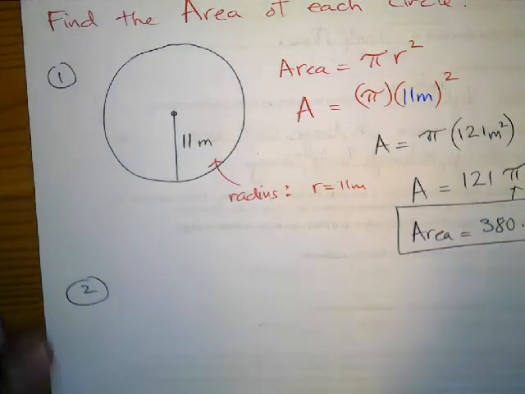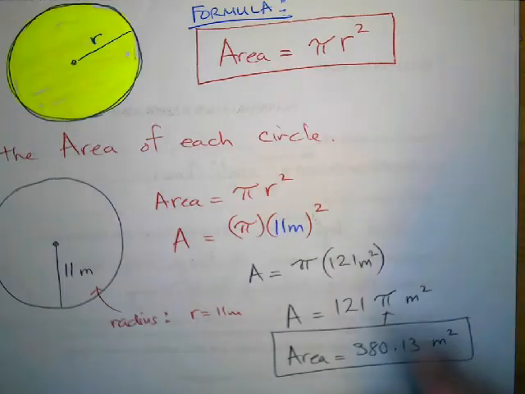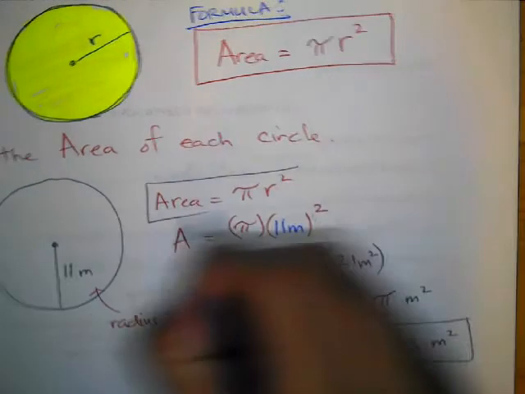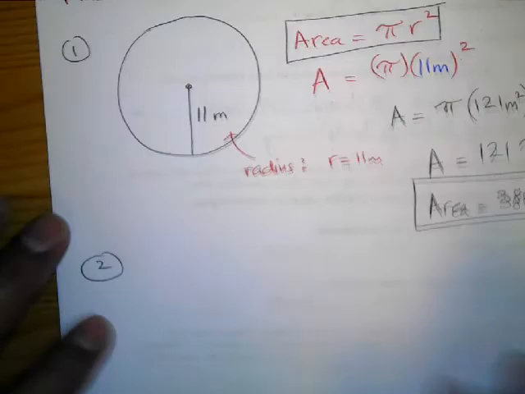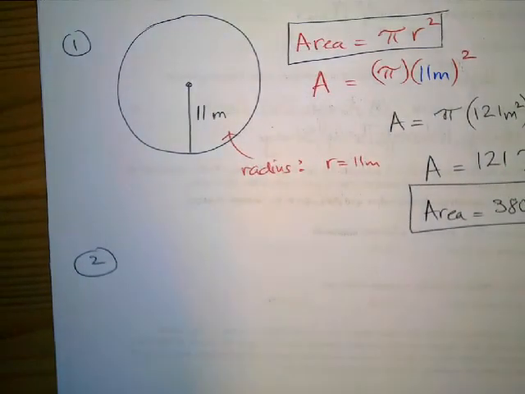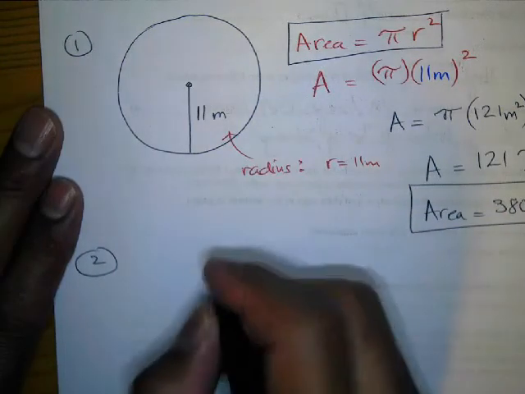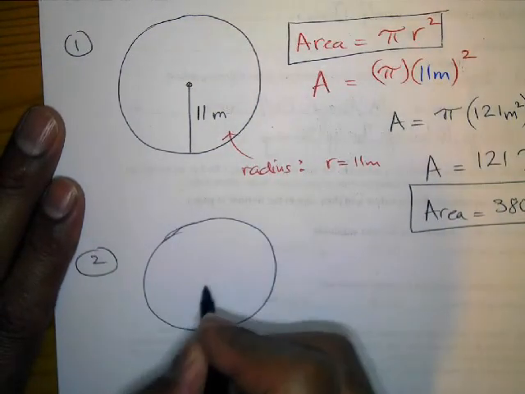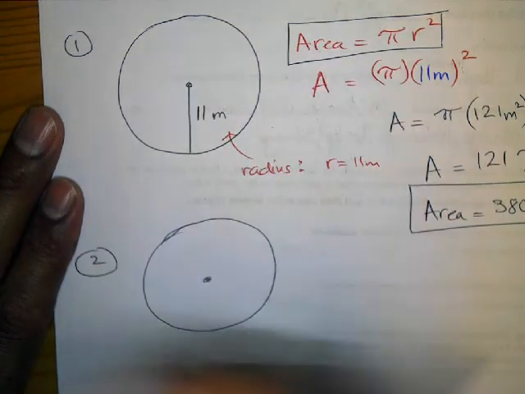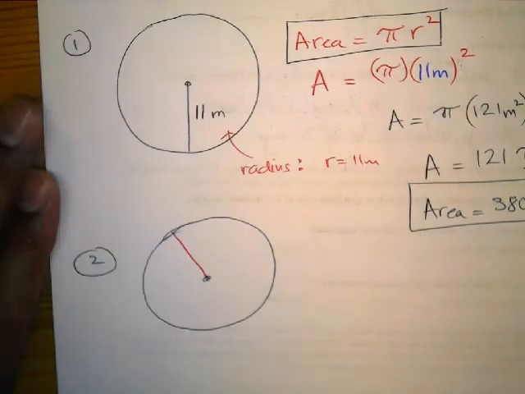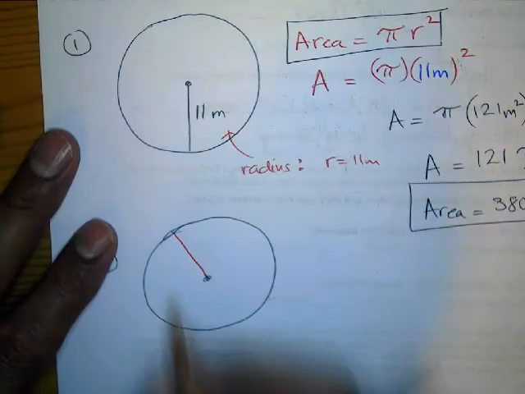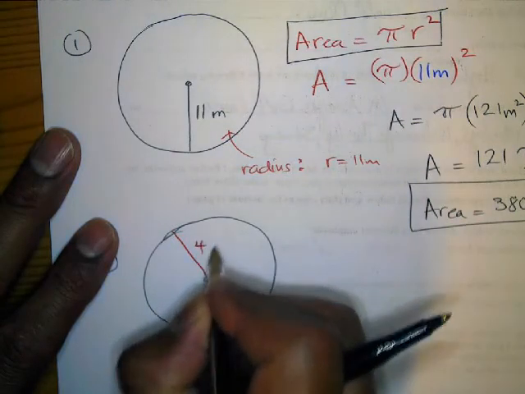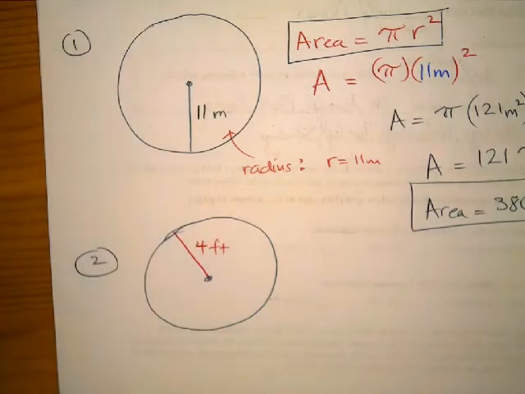All right, let's do another quick one. That's it. I mean, it's this very simple formula, right? It's just area is equal to pi times the radius squared. That is it. Number 2. What do we have? A circle that is, well, like this. And now they're going to show you one of the radius, right? Doesn't matter where it goes. That is 4 feet.